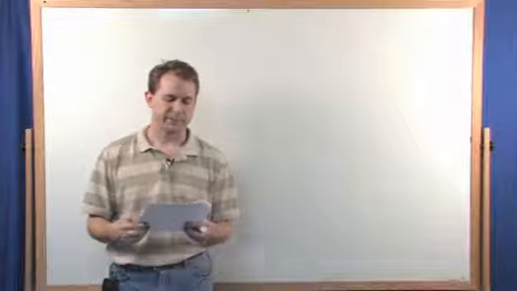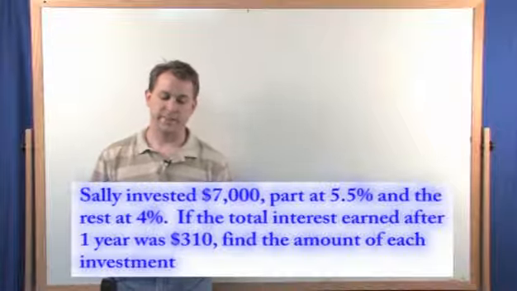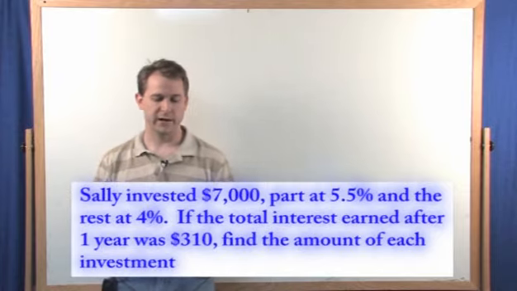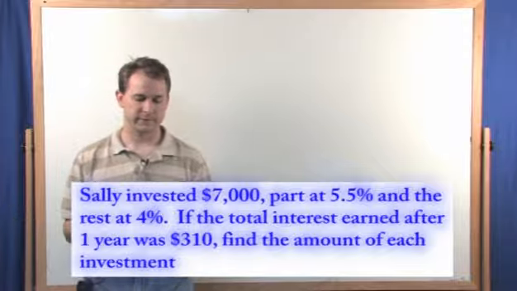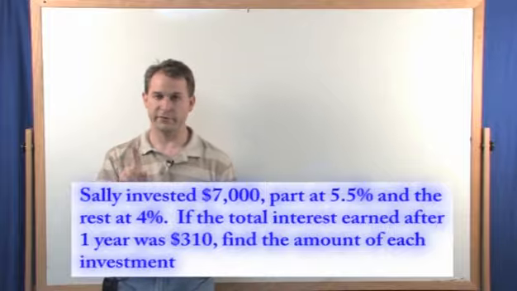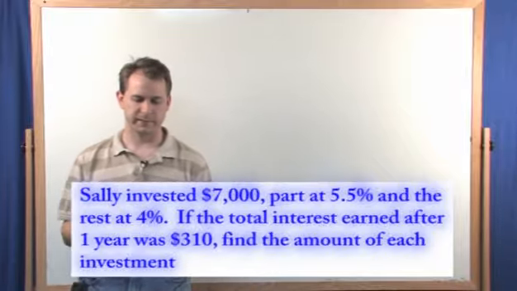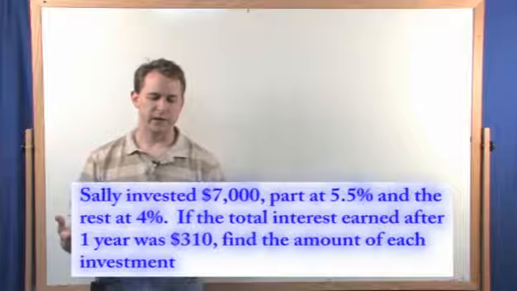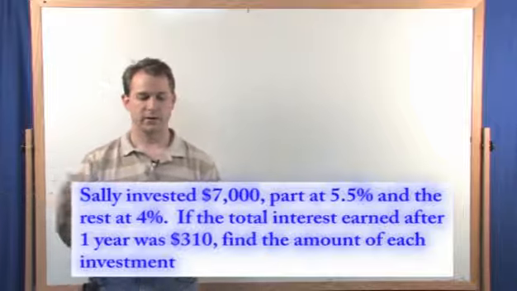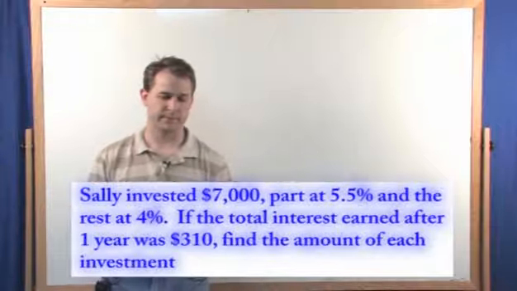Okay, so the next problem says Sally invested $7,000. Part of that money went into an account at 5.5% interest, and the rest was only at 4%. If the interest earned total after 1 year was $310, find the amount of each investment. So again, you have $7,000. Part of it's put in at 5.5%, part of it's put in at 4%. We don't know how much goes to which bank account, but we know that we split that money up somehow.